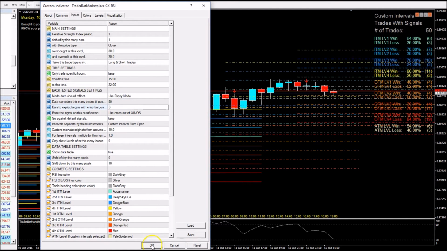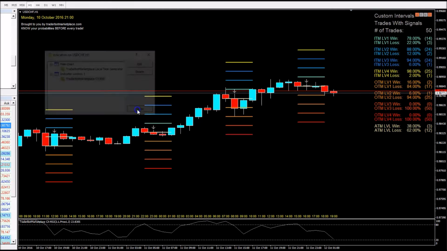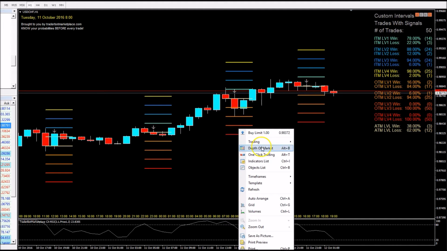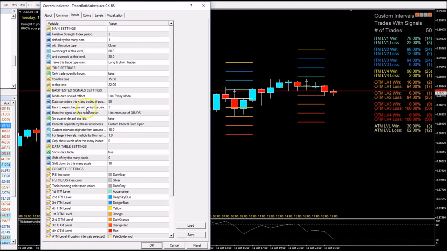What if I want to look at a 3-hour expiry? You can look at that. Oh, well, I see here the win rate sucks on a 3-hour expiry. What if I reverse this? What if I want to reverse the signal?